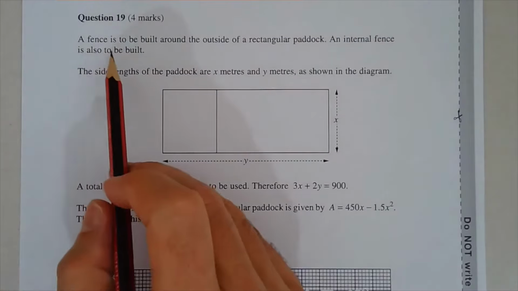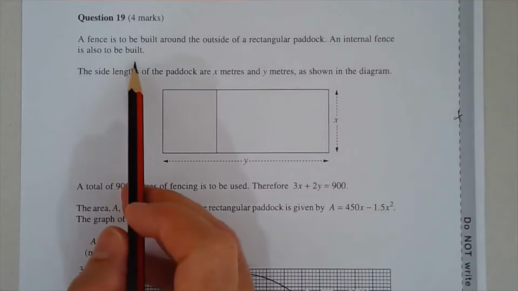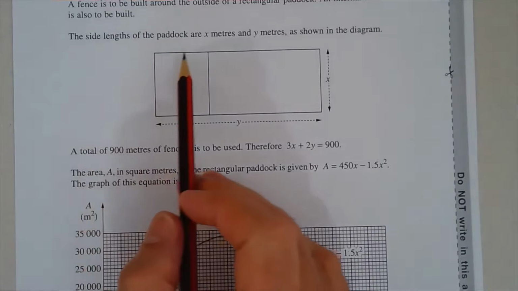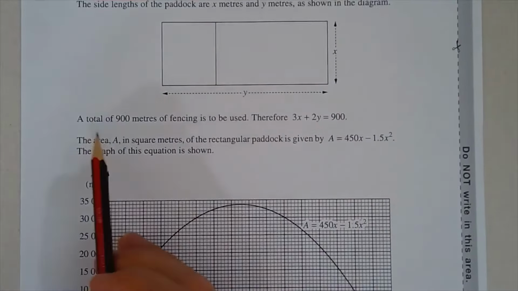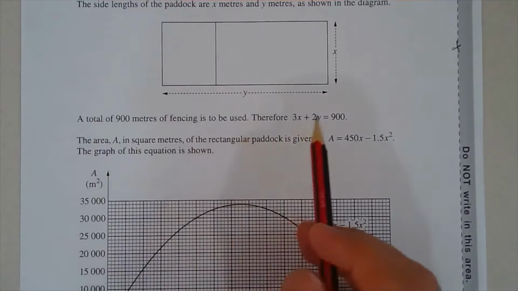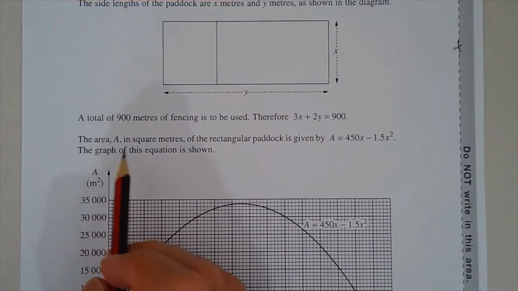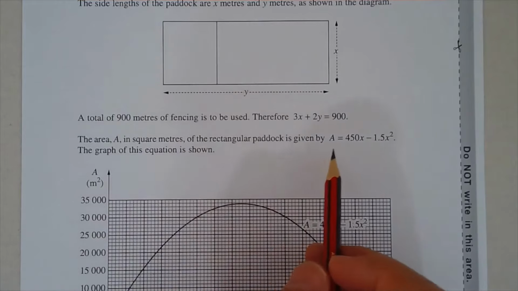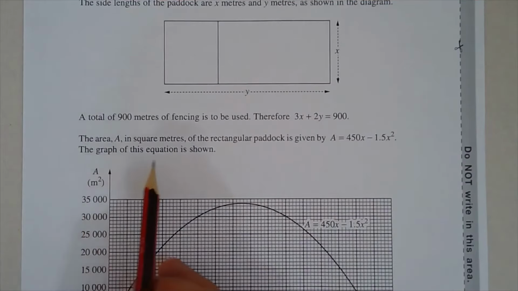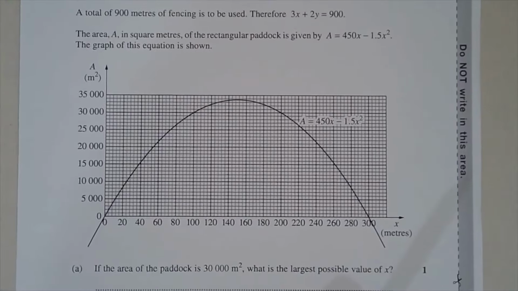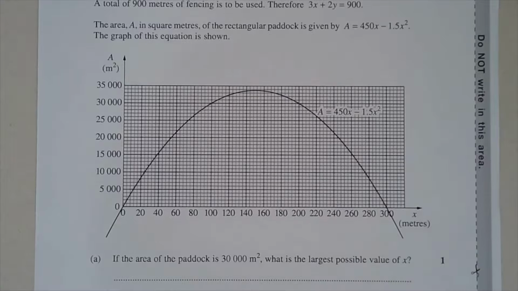Question 19. A fence is to be built around the outside of a rectangular paddock. An internal fence is also to be built. The side lengths of the paddock are x meters and y meters as shown in the diagram. A total of 900 meters of fencing is to be used. Therefore, 3x plus 2y equals 900. The area A in square meters of the rectangular paddock is given by A equals 450x minus 1.5x squared. The graph of this equation is shown. So here it is. You can see that it's a parabola, a concave down one.